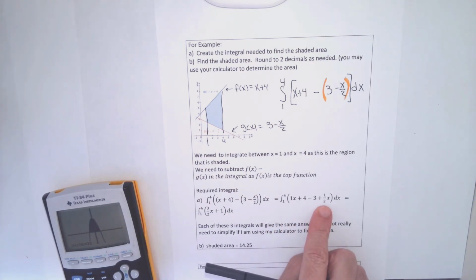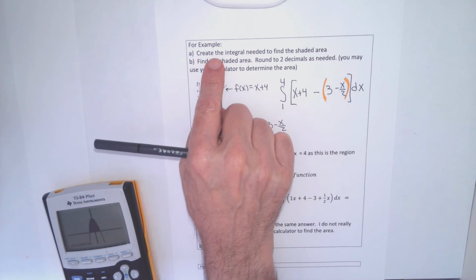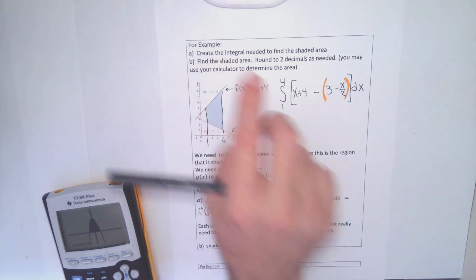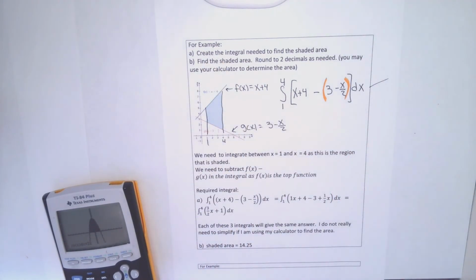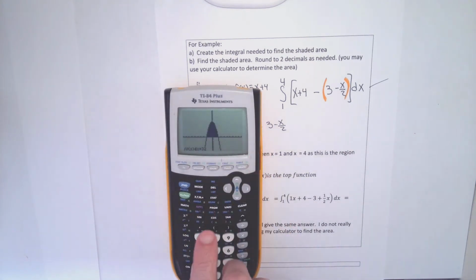My goal is just to first create the integral needed to find the shaded area. Done that, even though it's not simplified. And then find the shaded area. Let me find the shaded area and then show you the simplifying.